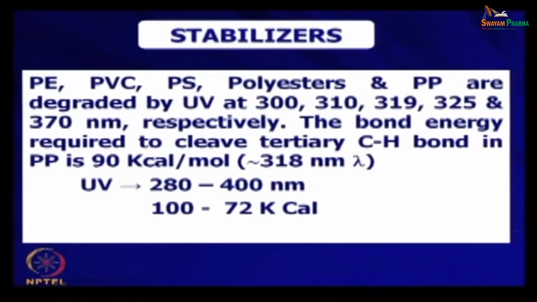The bond energy required to cleave the tertiary carbon hydrogen bond in polypropylene is 90 kilocalories per mole, around 318 nanometer wavelength.